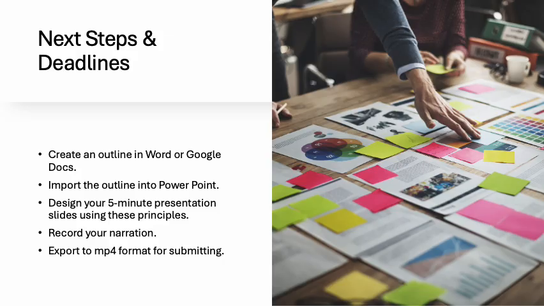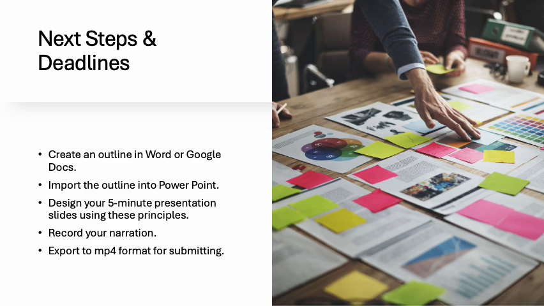Here's how to put all of this into practice for your major assignment 4 presentation. Start with an outline in Word or Google Docs. Use heading styles because PowerPoint can import that outline directly into slides, which saves you a lot of formatting time. Then redesign your slides using the principles we've just covered: minimal text, one idea per slide, consistent theme, generous white space. Record your narration slide by slide in PowerPoint.